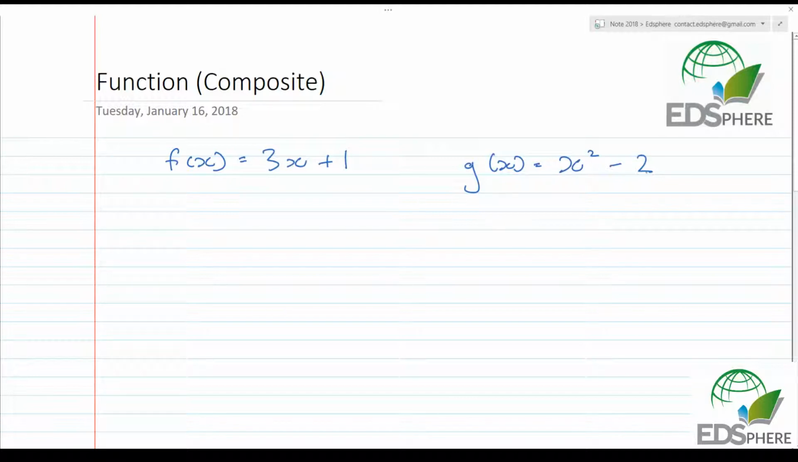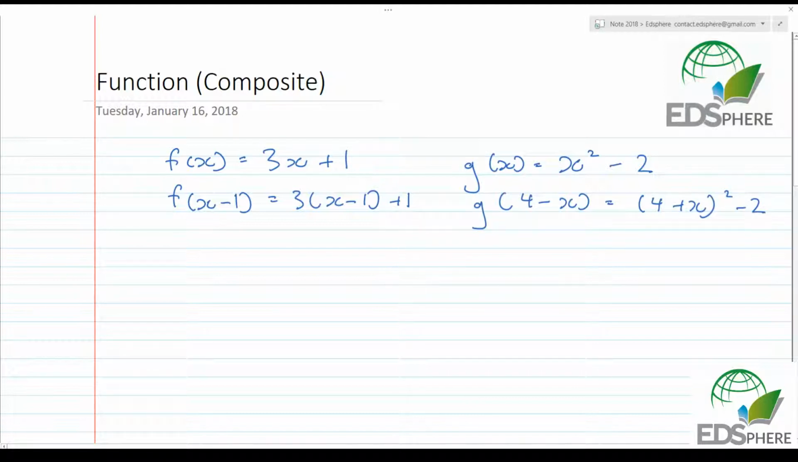And from our previous video, we learned that simple function was easy. So, quick recap. If it was f of x minus 1, what do we have? We have 3 bracket x minus 1 plus 1. If it was g of 4 plus x, it would be bracket 4 plus x whole square minus 2. That was the simple function.